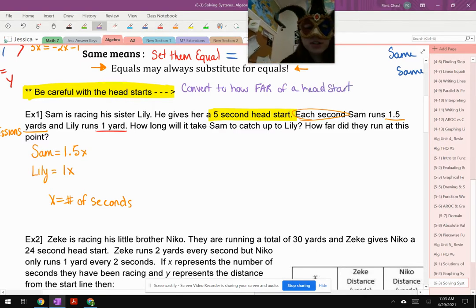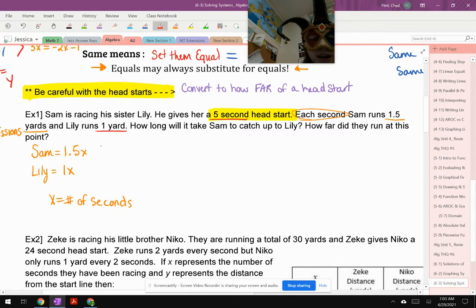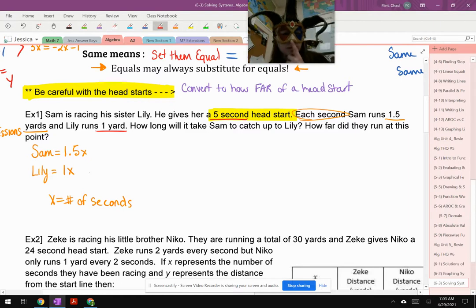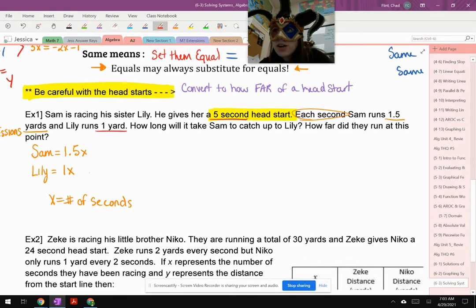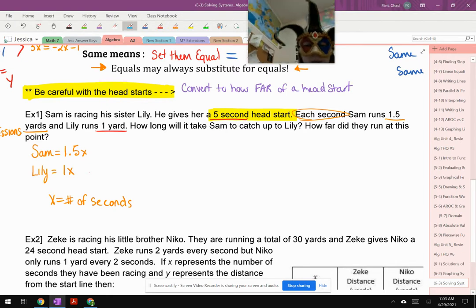Because in theory, you would want to take Lily, because Lily's the one that's getting the head start, and just add 5 to the equation. But that is not okay. That's not going to work, because you need to look at how far she can go in 5 seconds. And actually, this is a poor example because Lily is only running 1 yard per second anyways.